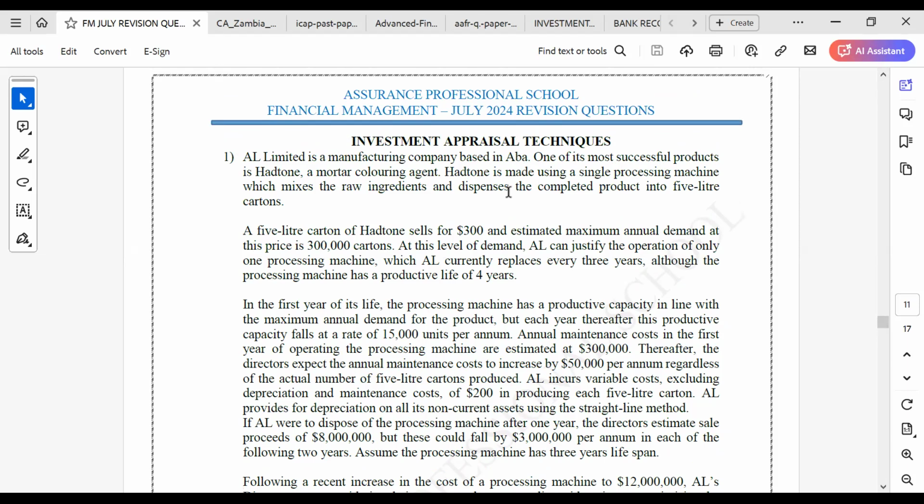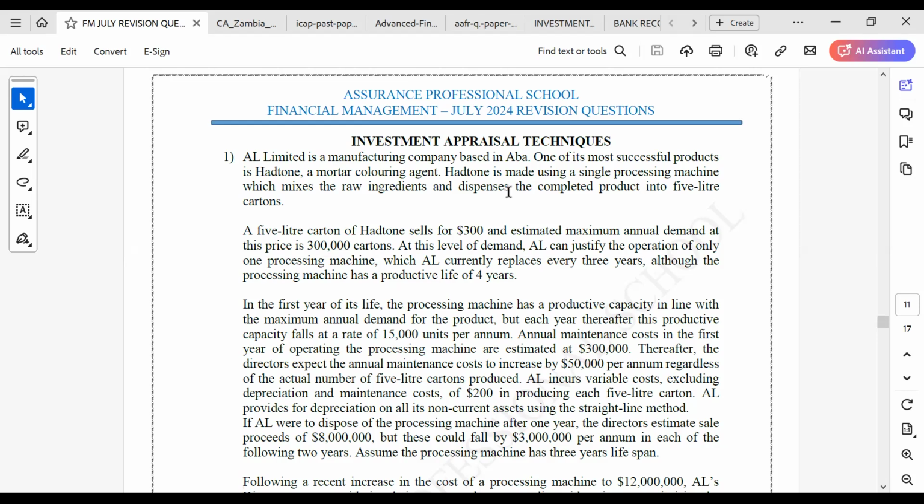An estimated annual demand at this price is the price of a 5-liter carton of hard tune sells for 300. Okay, this price is 300,000. At this level of demand, AL can justify the operation of only one processing machine, which AL currently replaces every 3 years, although the processing machine has a productive life of 4 years.